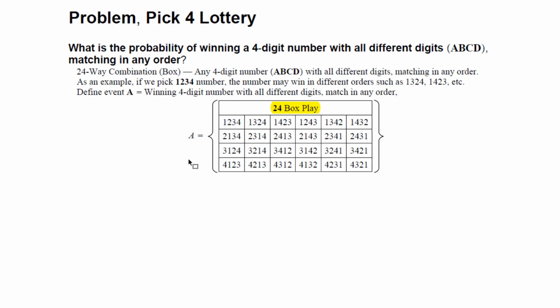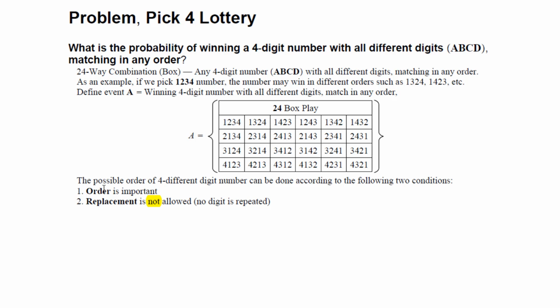But how do you know it is 24 ways? If we check this sequence here, we find that there is no repetition of the digits. That means permutation without replacement. And the formula for that, for order important and replacement not allowed, is permutation of 4 digits taken 4 at a time, and that is equal to 4 factorial, which is equal to 24 possible orders of this sequence. So if the winning ticket is 2413 and we played, let's say, 1324, we can still win with this 24 box play. How many possible arrangements can we have of this ticket 1, 2, 3, 4?